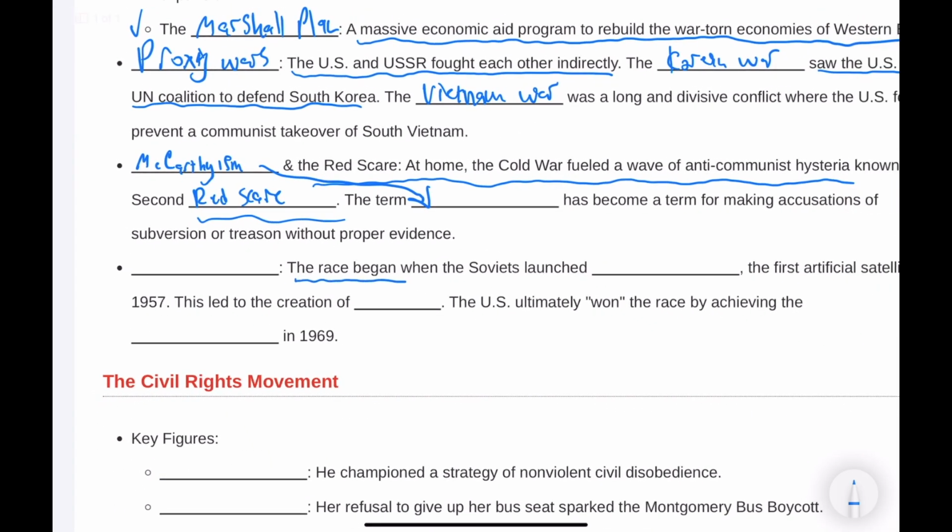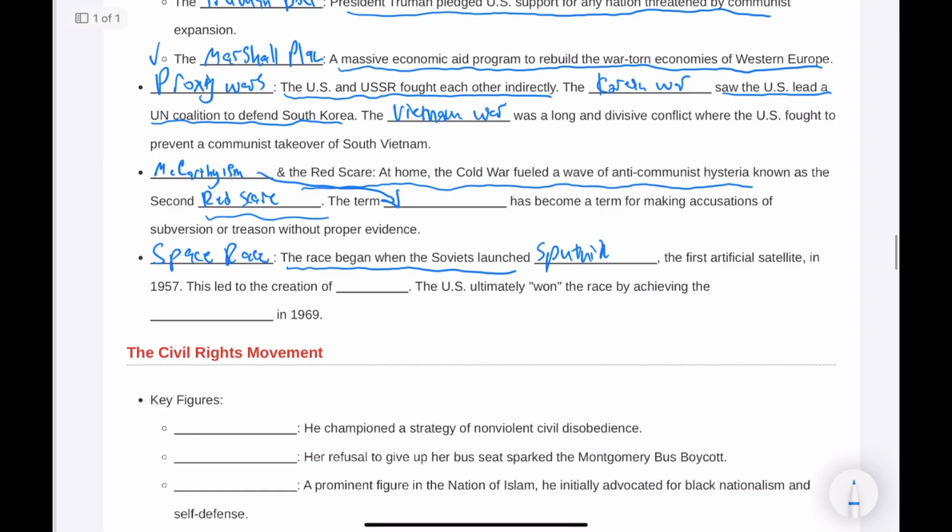All right, let's go. Here, the race began when Soviets launched. This was the space race. The Soviets launched Sputnik, the first artificial satellite, in 1957, and this led to the creation for us of NASA. The US ultimately won the race by achieving the moon landing in 1969.